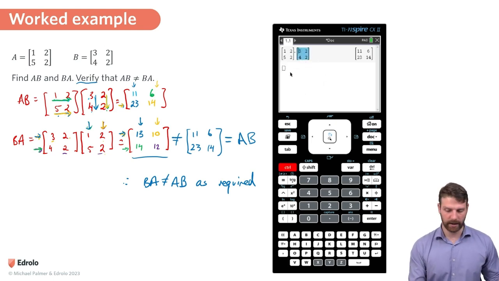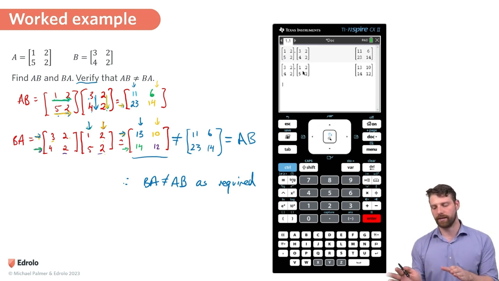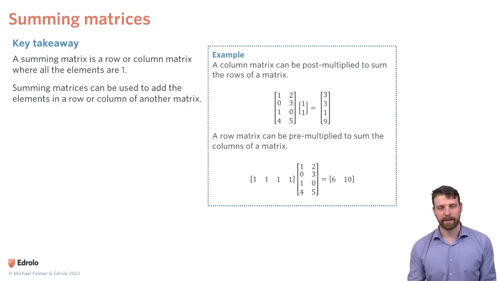So let's do the other order now. I can just copy and paste these using Control-C and Control-V and press Enter. And looks like I got the same answer there too. Okay, so you can see that doing a different order doesn't give you the same matrix, and it's important that you know that. Okay, on to summing matrices.